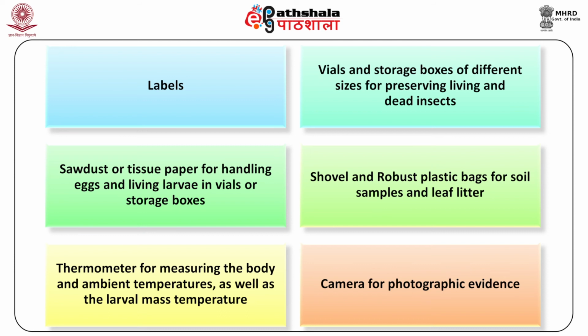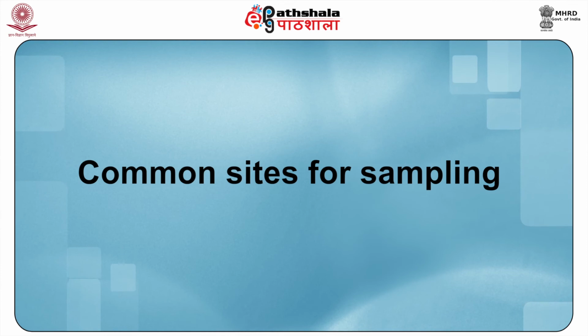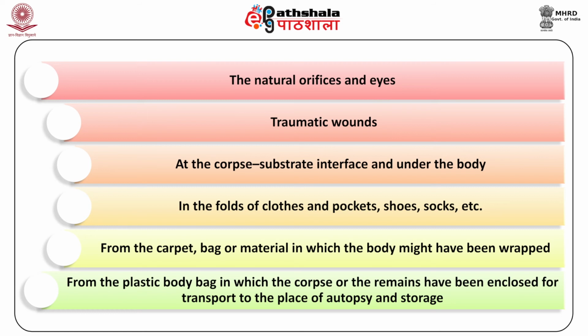The common sites for sampling are the natural orifices and the eyes, traumatic wounds, the corpse-substrate interface and under the body, in the folds of clothes and pockets, shoes, socks, from the carpet, bag or material in which the body might have been wrapped, and from the plastic body bag in which the corpse or the remains have been enclosed for transport to the place of autopsy and storage.